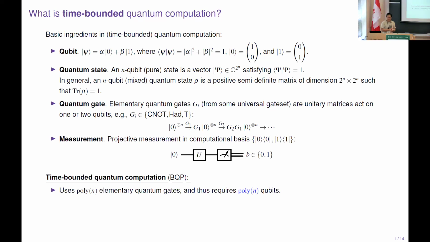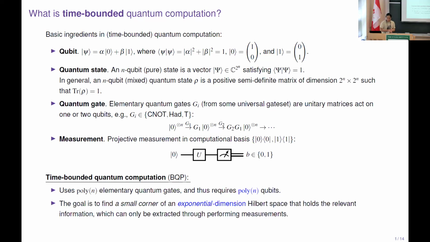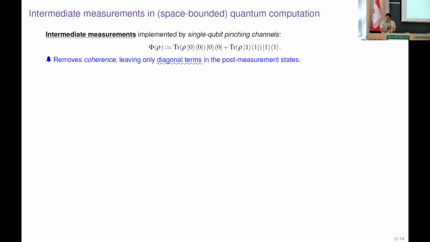So now basically we can define what is BQP in the usual time-bounded computation setting. Here the computation uses a polynomial number of elementary quantum gates, which trivially requires a polynomial number of qubits. And the description of the whole computation can be computed by a deterministic polynomial time Turing machine. And the goal of such computation usually is really to find a very small corner of a huge Hilbert space. And to do so, we cannot really check the entries in that huge vector or matrix. So instead, what we do is the measurement to extract the information. That's a very basic thing about quantum computation.